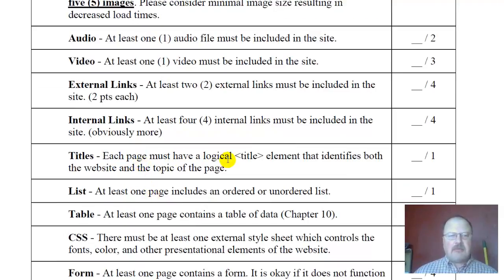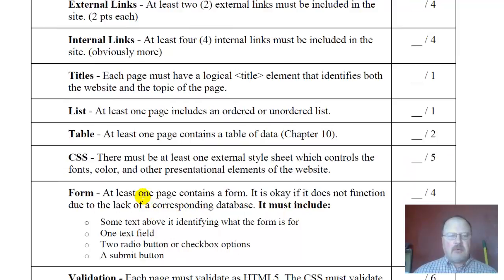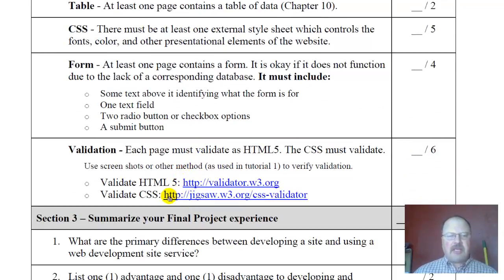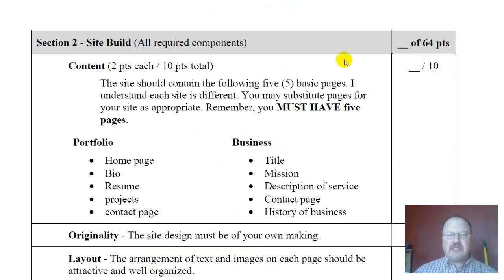Titles must have a logical title element. Okay, a list, 1 page includes an ordered or unordered list, 1 table, an external style sheet, 1 form, and then validate each of those pages plus a CSS page. So that section is worth a total of 64 points.